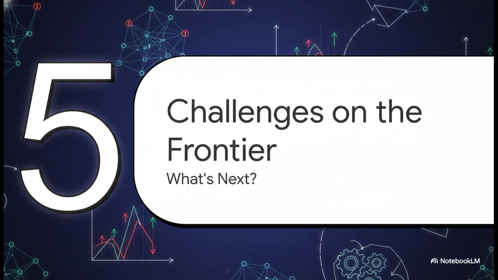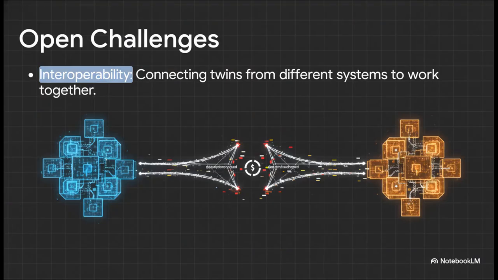Now, as incredible as all this sounds, let's be realistic. This isn't magic. Building and deploying these AI-driven twins at a massive scale, well, it comes with some really serious challenges. These are the problems that the whole field is trying to solve right now. And these challenges are big ones. You've got interoperability. How do you get a twin of an engine, made by one company, to talk to the twin of an airplane wing, made by another?